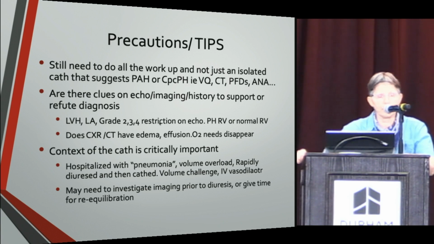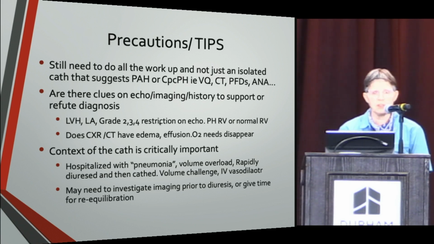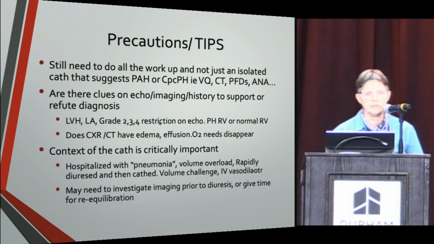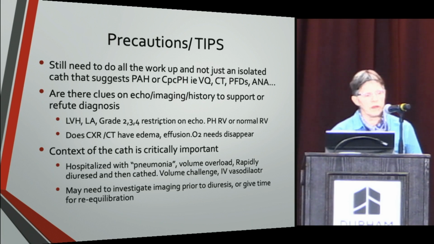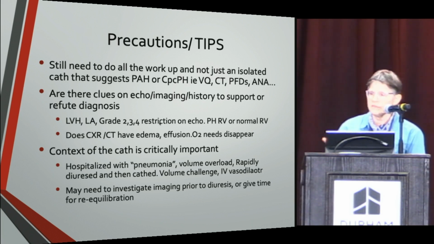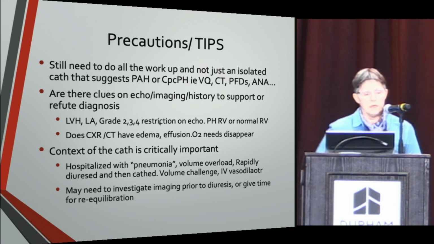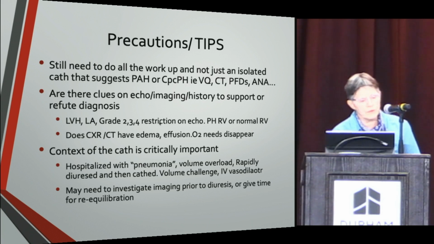I think the common call when I get a consult in the hospital is that the heart failure team calls and says, hey, we just cathed this patient. They have pulmonary arterial hypertension. Can you come treat them? And we have to be very careful that we're doing all of the workup that we need to, right? Did they have PFTs? Do they have interstitial lung disease? Do they have all of the other things that we need to treat? Are there clues on all of their other imaging?